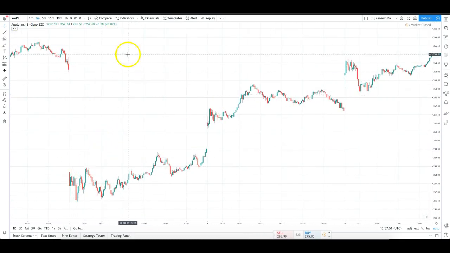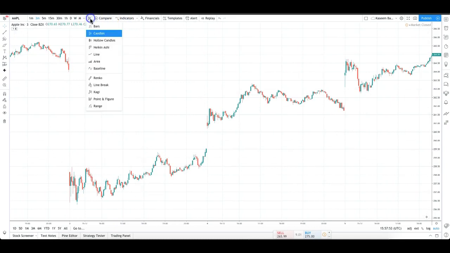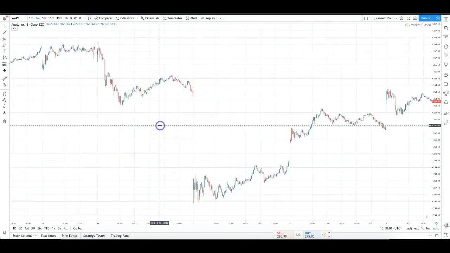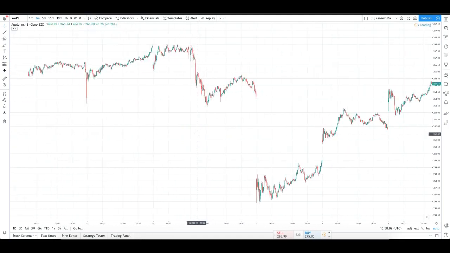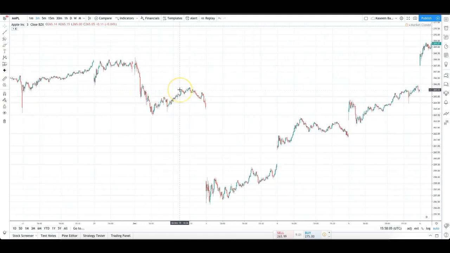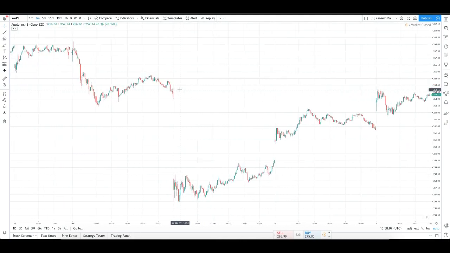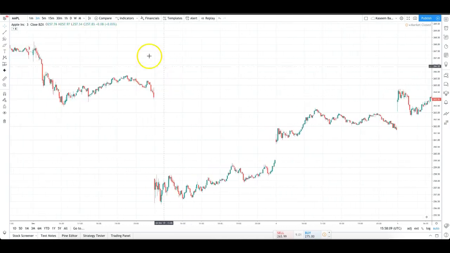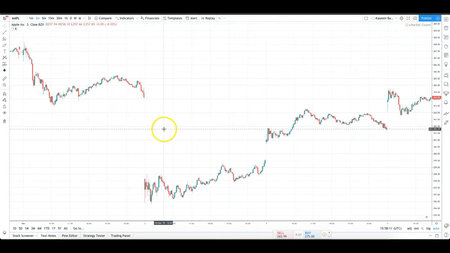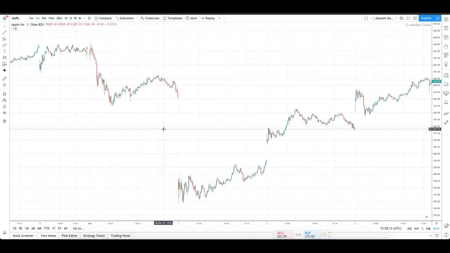This is just candlesticks. It's called candlestick. I do not like trading with this. This is a horrible chart to use. A lot of people use it to trade. I think it's a horrible chart. I don't like to use this.